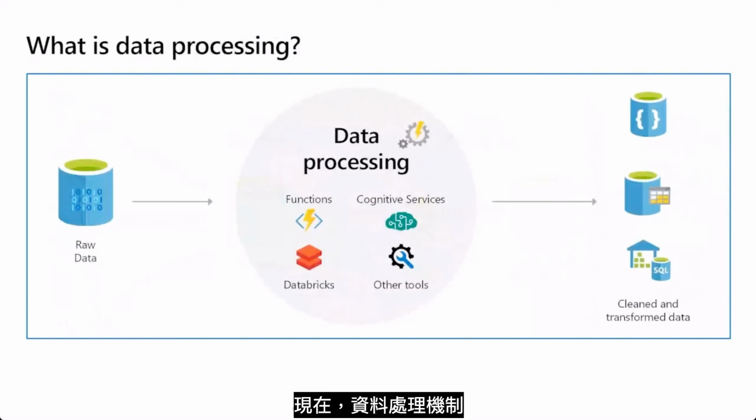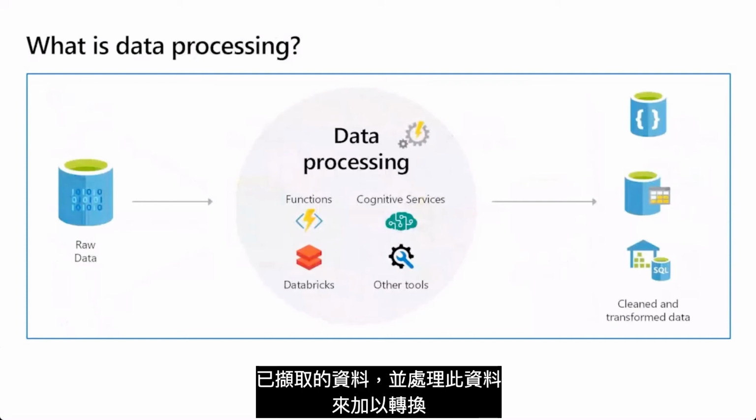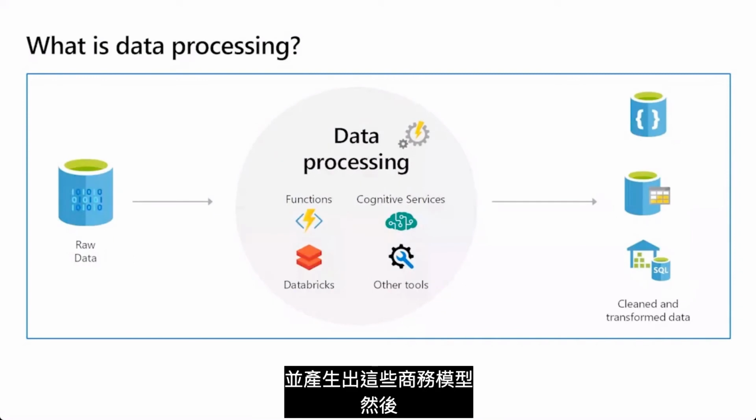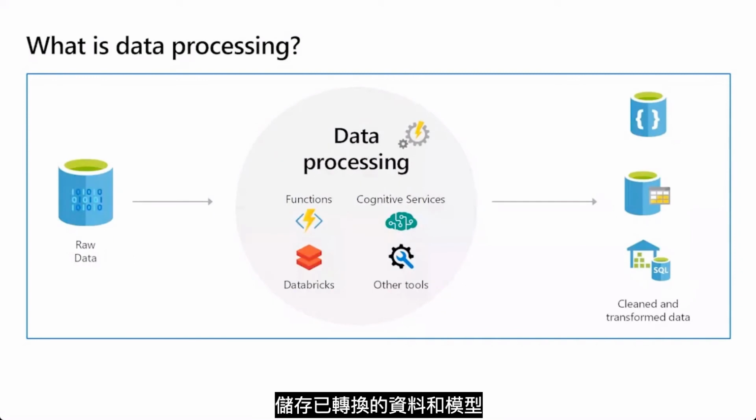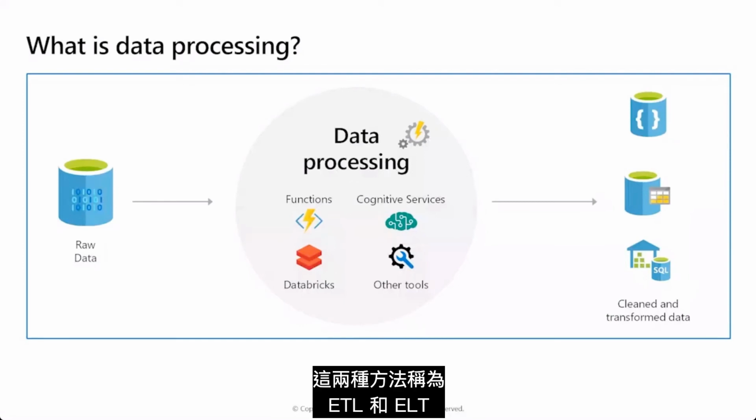The data processing mechanism can take two approaches to retrieving the ingested data, processing this data to transform it into one of these business models, and then saving the transformed data and models. These two approaches are known as ETL and ELT.